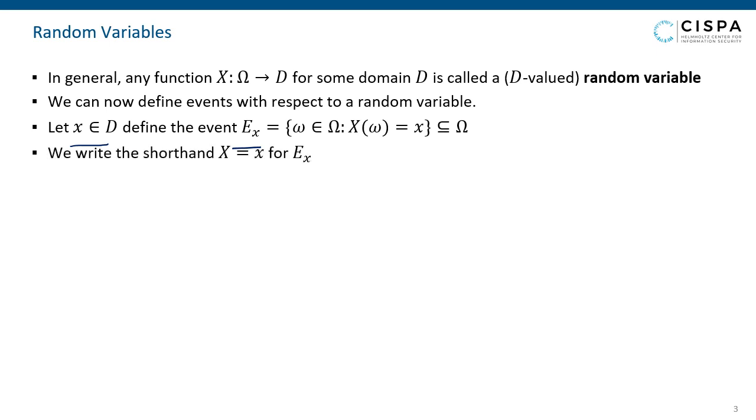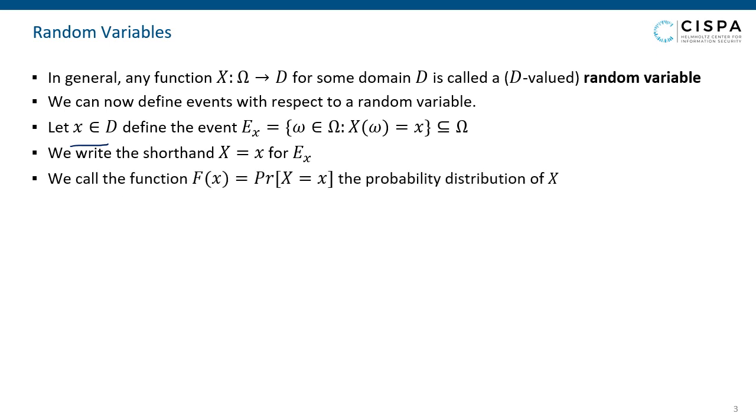And we can also write X equals x for this event E_x. And we will call the function f of x equals the probability of X equals x, which, as we just defined, is just the probability of this event E_x. We'll call this the probability distribution function of the random variable X.